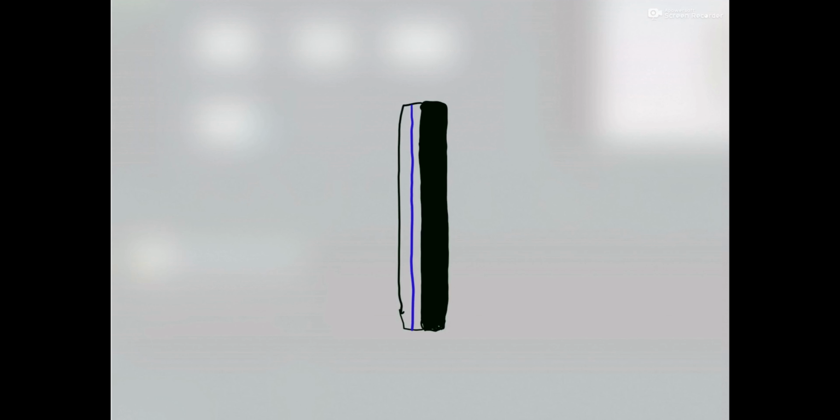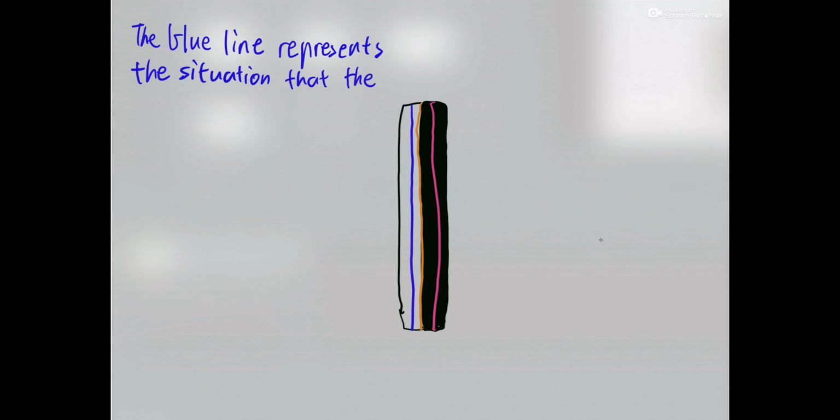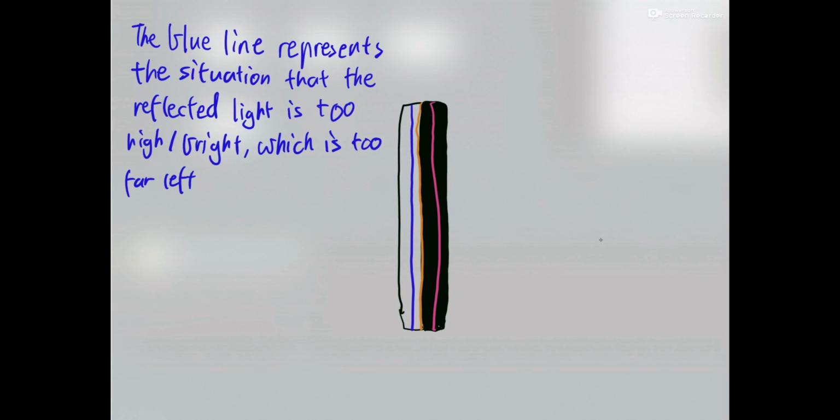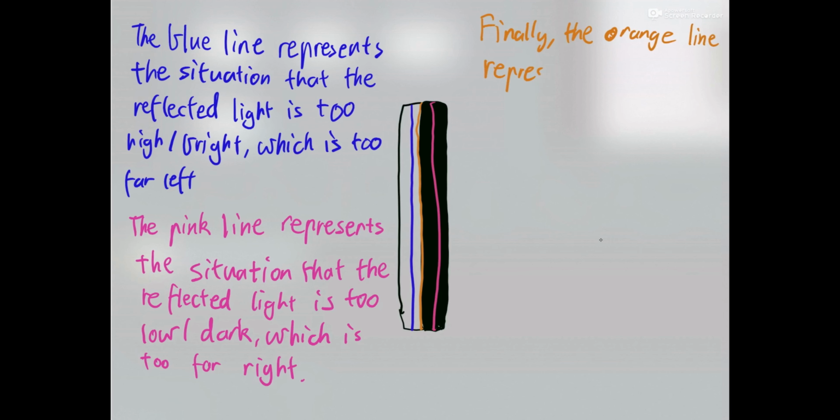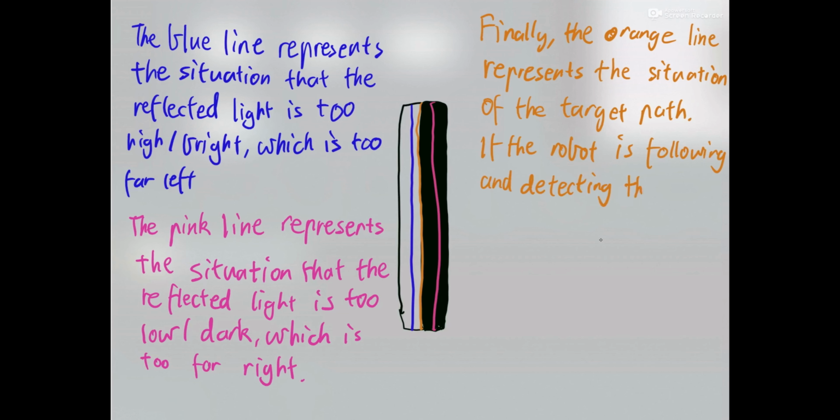Here is our line that we are following. These paths represent the possible light sensor values the light sensor could be detecting. The blue line represents the situation that the reflected light is too high or bright, which is too far to the left of the line. The pink line represents the situation that the reflected light is too low or dark, which is too far to the right of the line. Finally, the orange line represents the target path. If the robot is detecting the same value as the path's value, the robot is on target and is correctly following the line.